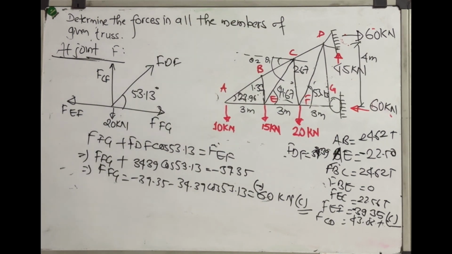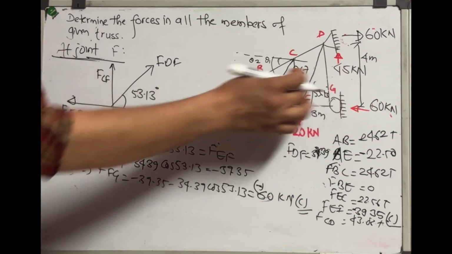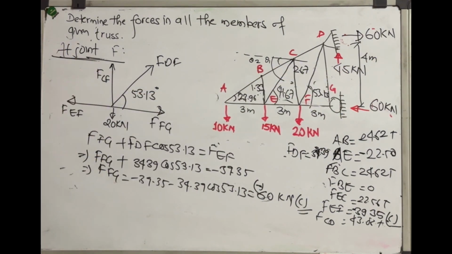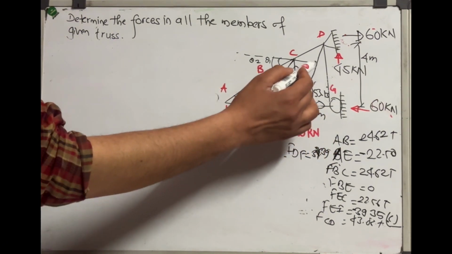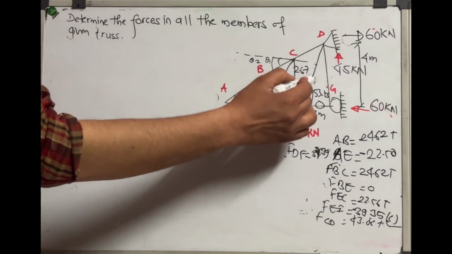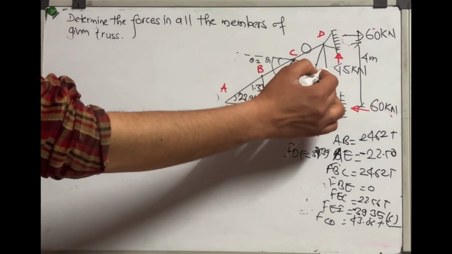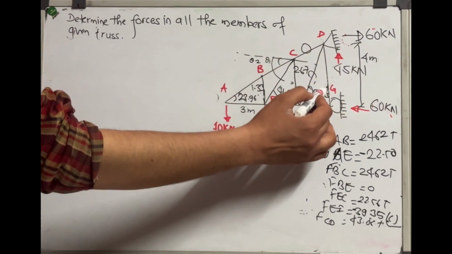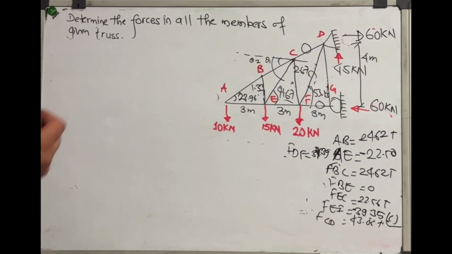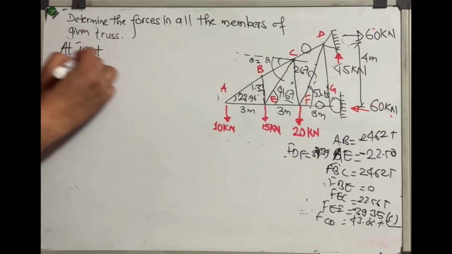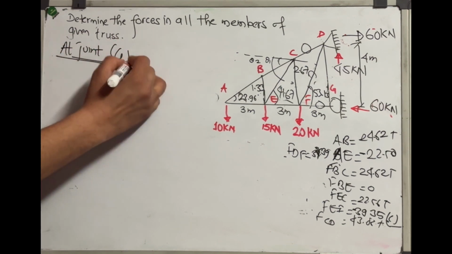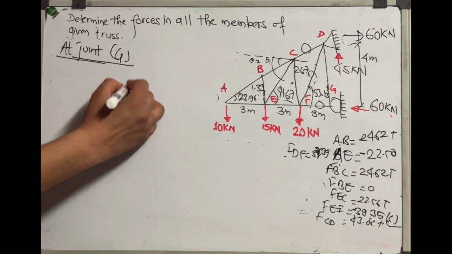So you can check this value by going to joint G as well, right? For check, let us try this. Determine the member force in FG. You have determined FD or DF, you have determined CD. One thing is remaining, that is DG or GD, right? So I will go to joint G. So at joint G, what is the case?